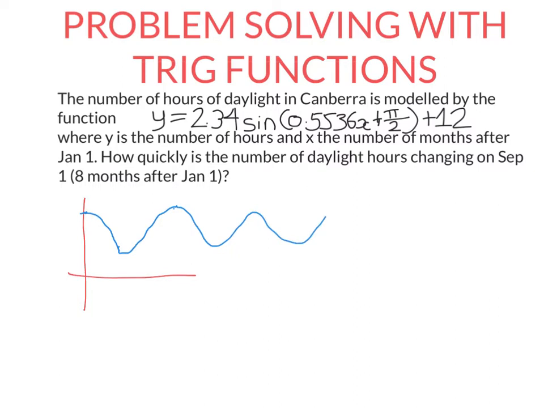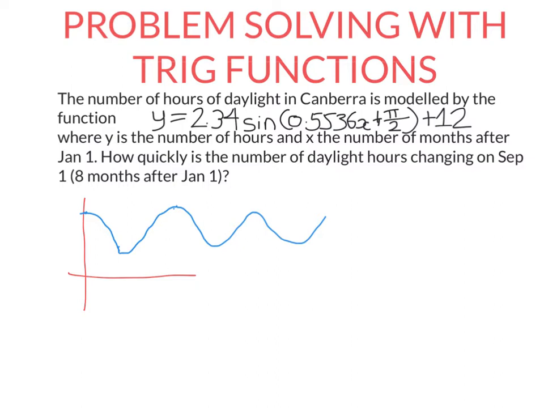So that's what trig functions are good for. And that's exactly how daylight in Canberra works. So this function here is a good model of that. It's not 100% accurate. By this model, January 1 would be the longest day, where it's actually December 22, but it gives us a rough indication. I can substitute in x, which is the number of months after January 1, into this equation, and it will give me a good indication of how many hours of daylight there will be.